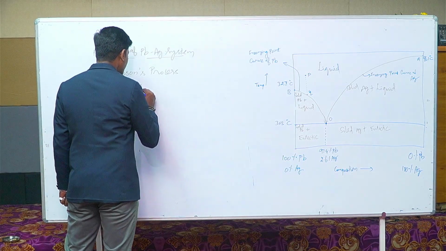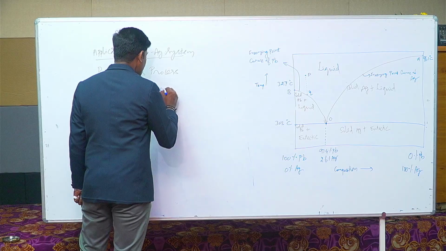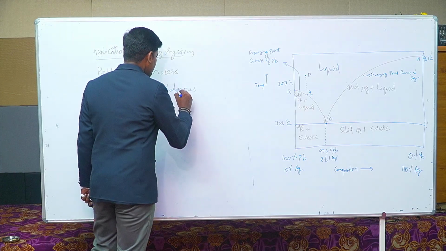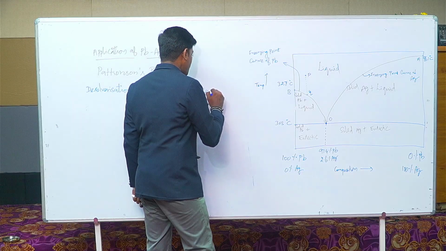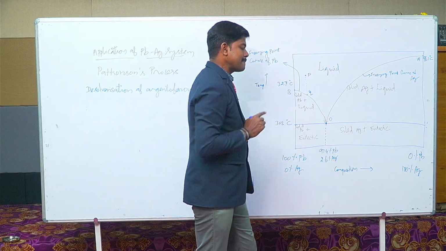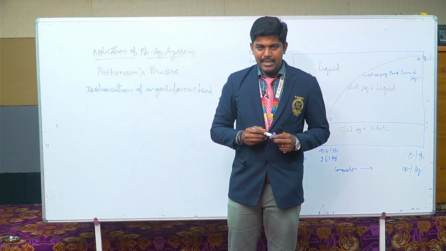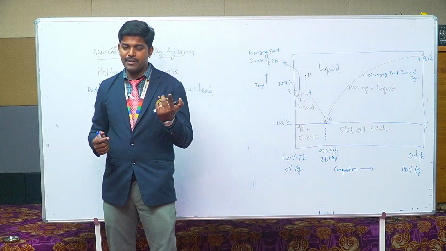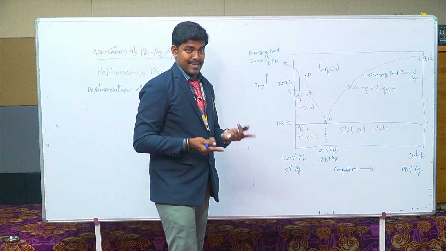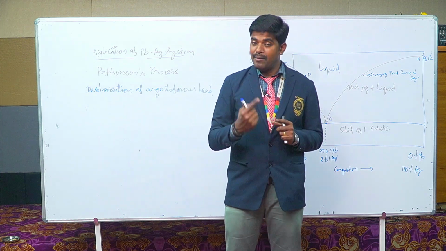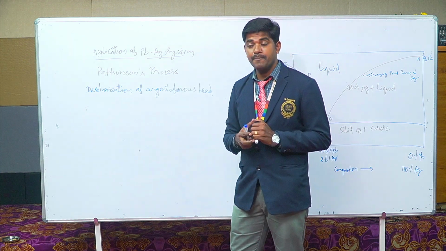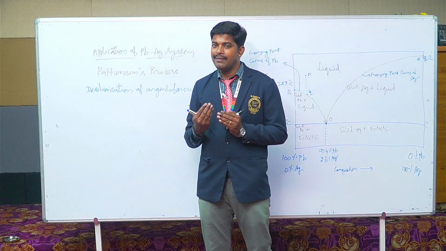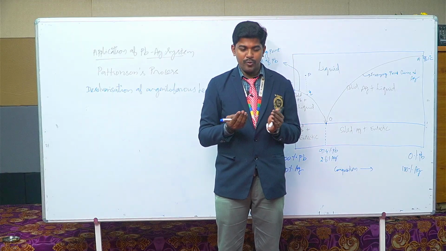Desilverization of argentoferrous lead. It is a known thing: the cost of silver is high. Nowadays, 1 gram of silver is nearly 270 rupees as of now. So, if you want to work with lead and silver, we need to buy the silver.